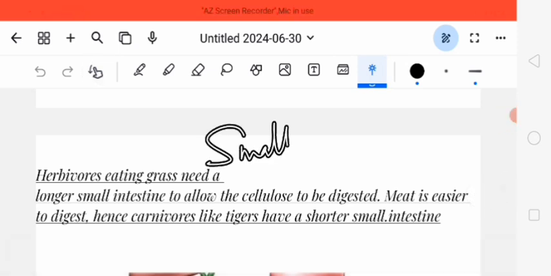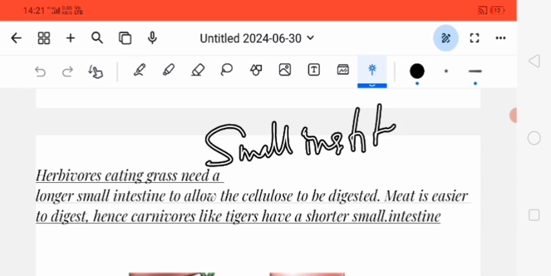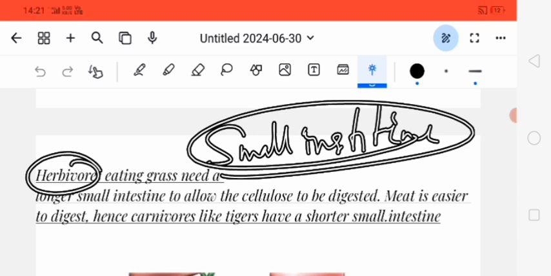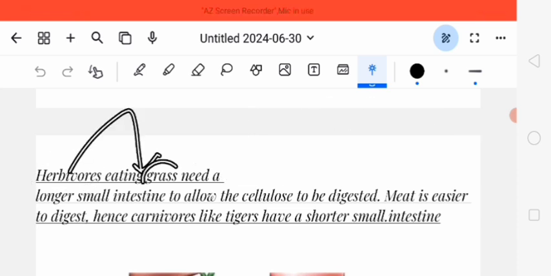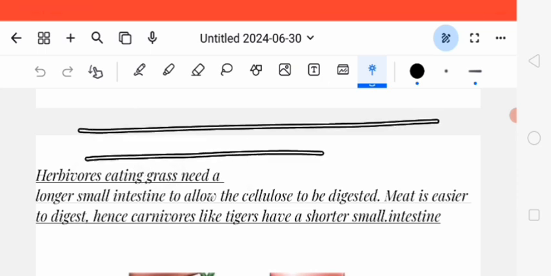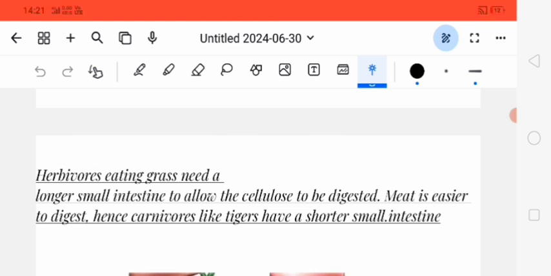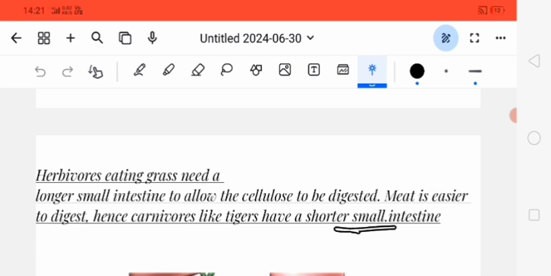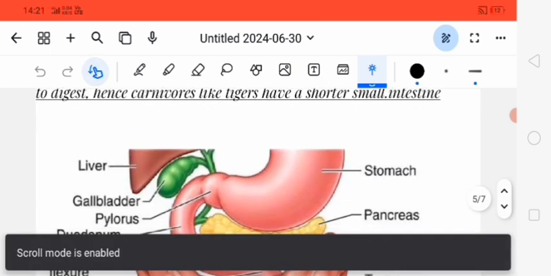Small intestine is the longest organ in our digestive system, but the length of it varies. For example, if you take the herbivores, they will feed on the grass. Grass contains cellulose, but cellulose is very difficult to digest at once. If there is a long small intestine, then the time increases, so the nutrients in the grass can be absorbed by the herbivorous animals. If you take an example of carnivores, they will feed on meat, but meat is very easily digestible. So they need a short small intestine. For example, a tiger.